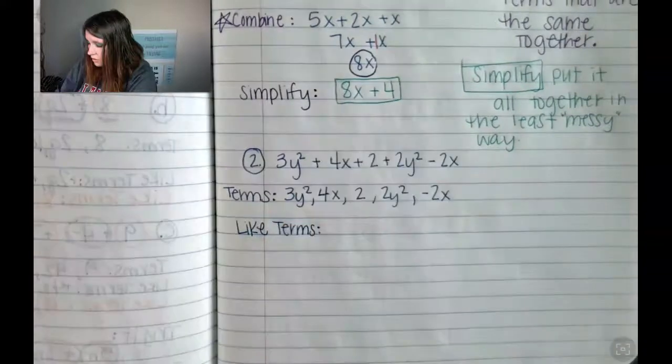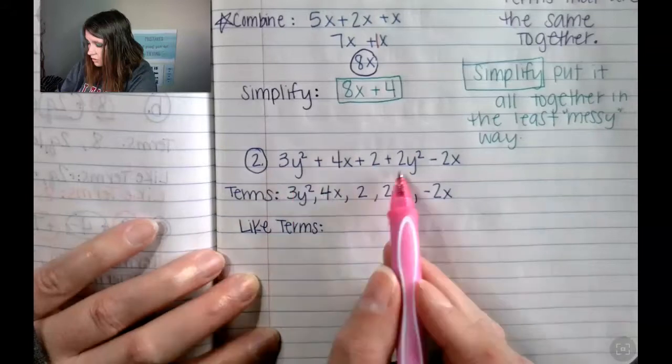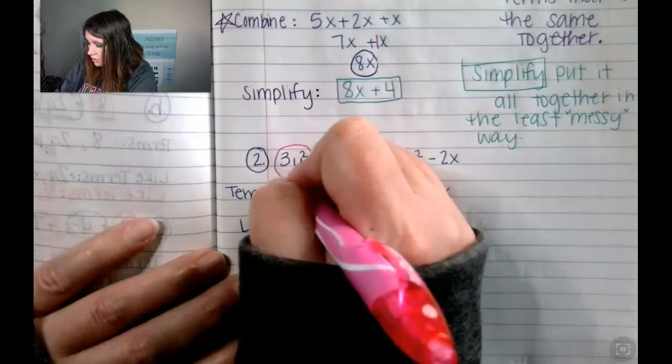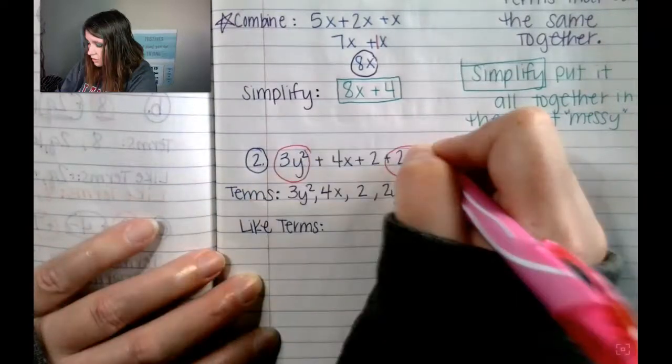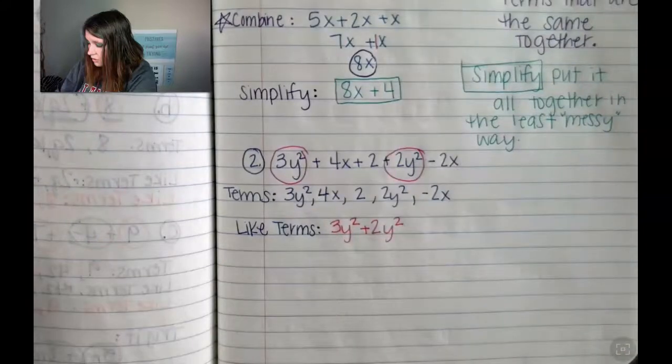Let's start with our 3y squared. Do we have another y squared? We do have another y squared right here. So we're going to write y squared and 2y squared. Let's go ahead and write that down. 3y squared, and then we had 2y squared.